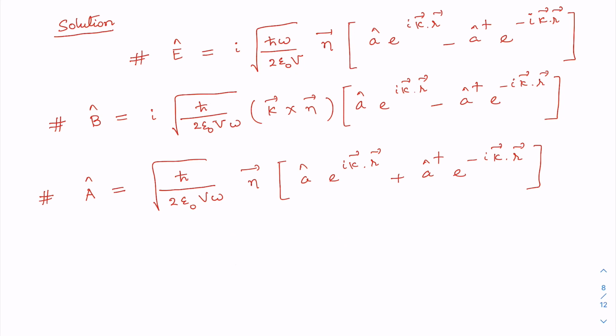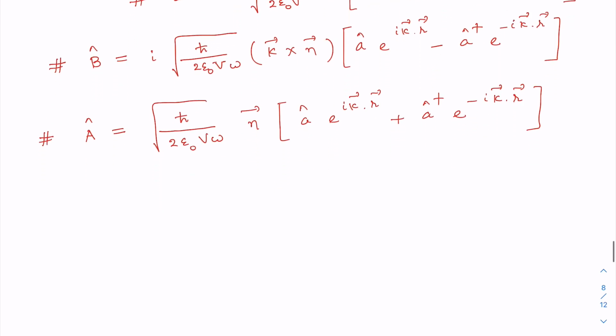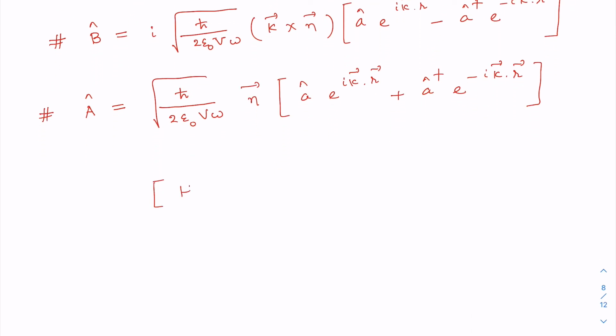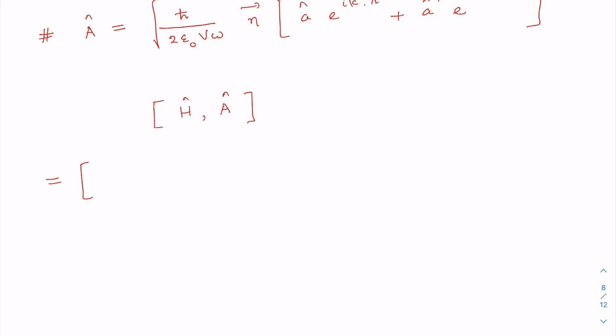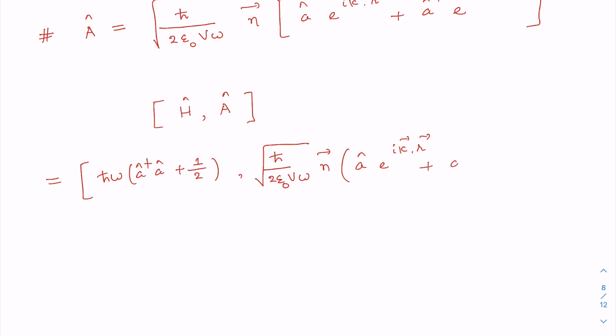Now let me proceed with the given problem. Here we are asked to find the commutation relation between the Hamiltonian and the vector potential. We have the Hamiltonian as ħω a†a. I'm doing it for a single mode, but this can easily be done for the multi-mode case also. Here is the Hamiltonian, and let me write down the full expression for the vector potential: ħ divided by 2 ε0 V ω, η vector, and I have a e^{i k·r} plus a† e^{-i k·r}.